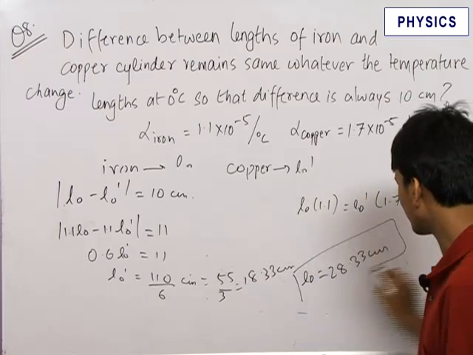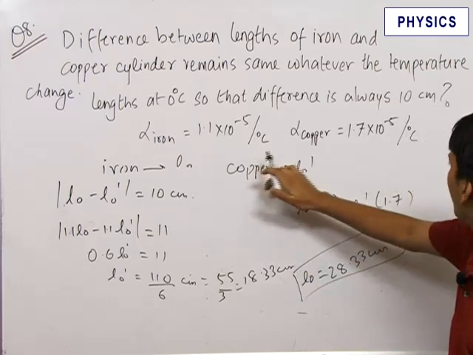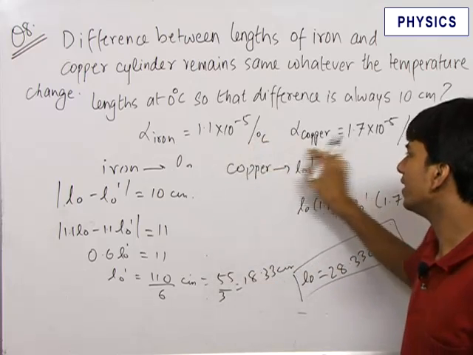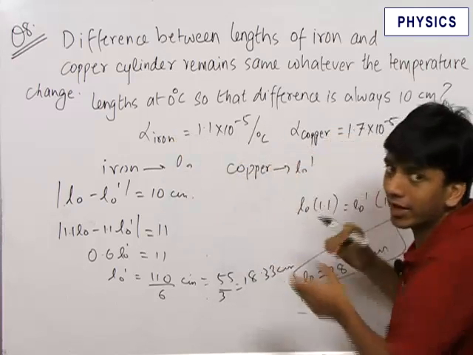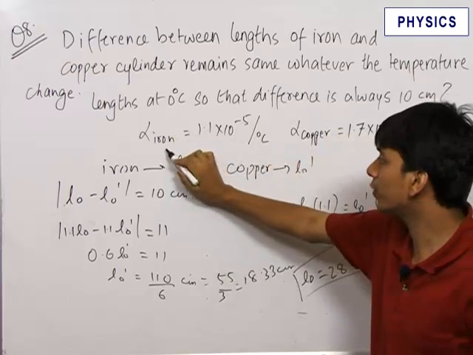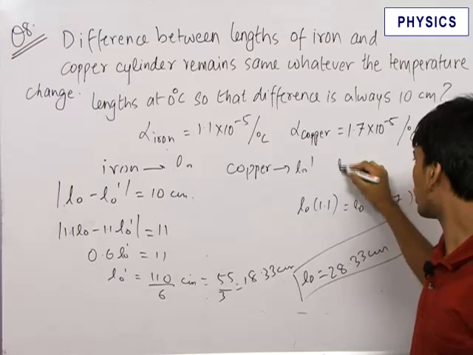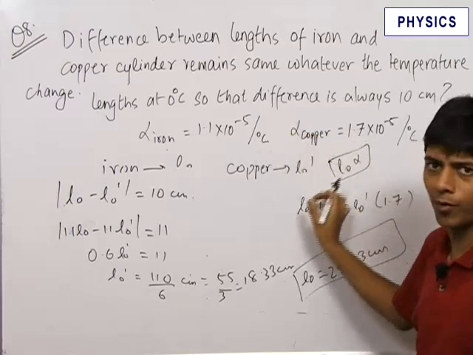28.33 centimeters. This is because we can see that the coefficient of linear expansion of copper is greater than the coefficient of linear expansion of iron. Therefore if initially the length of copper would have been greater than the length of iron, then finally also this would have increased by a greater amount. Therefore the initial length of iron should be greater than the initial length of copper, so that the product of L0 into the linear expansion becomes equal for both the cases.